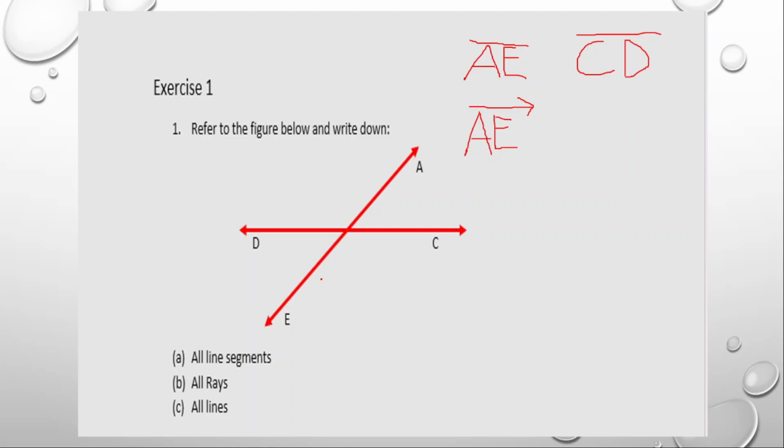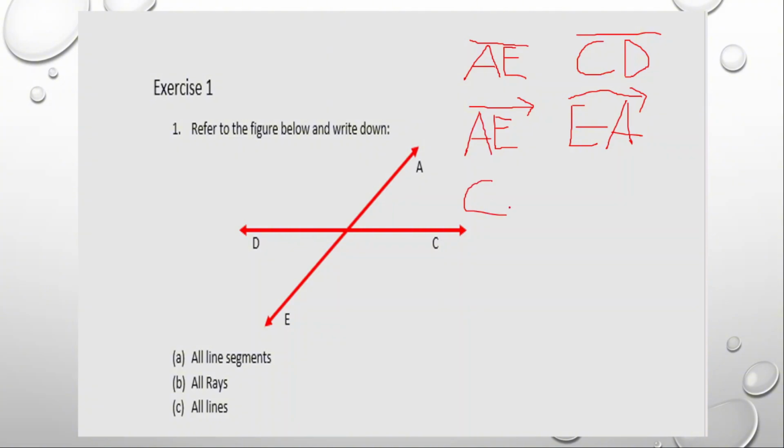But we can also start at E, at point E, and we can go in the A direction. As long as you have your symbol there, so this symbol shows start at E, go in the A direction. Another one, C, D.